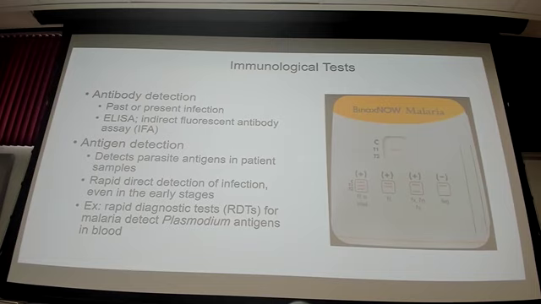We have immunoassays. Probably the most commonly used one is the BinaxNOW rapid diagnostic test for Plasmodium species. We'll talk a little bit more about this when we talk about malaria, but this will test for various species of Plasmodium. You can see like PF, PV, whatever, PM. Those are different species of Plasmodium.